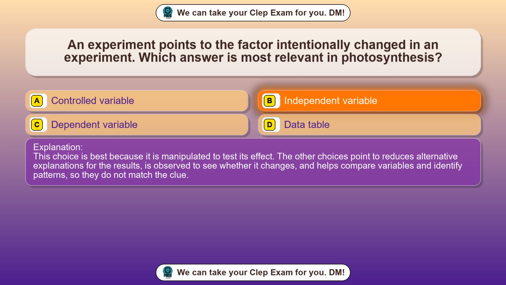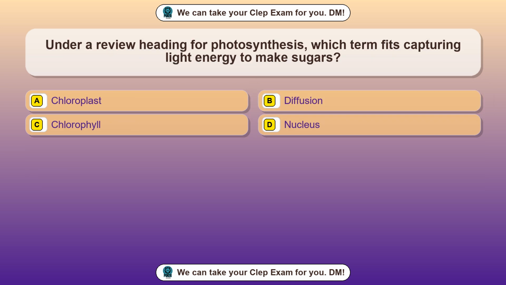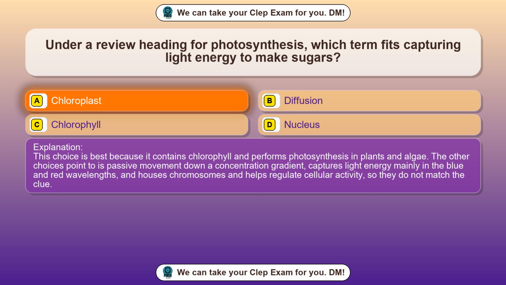This choice is best because it is manipulated to test its effect. The other choices point to reduces alternative explanations for the results, is observed to see whether it changes, and helps compare variables and identify patterns, so they do not match the clue. Question 55. Under a review heading for photosynthesis, which term fits capturing light energy to make sugars? Option A, chloroplast. Option B, diffusion. Option C, chlorophyll. Option D, nucleus. The correct answer is option A, chloroplast. This choice is best because it contains chlorophyll and performs photosynthesis in plants and algae.